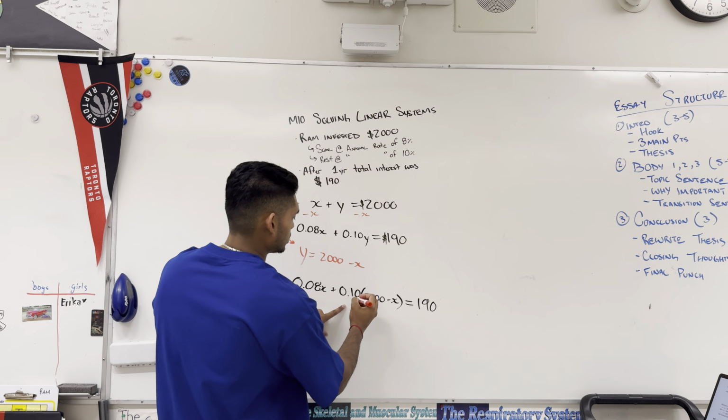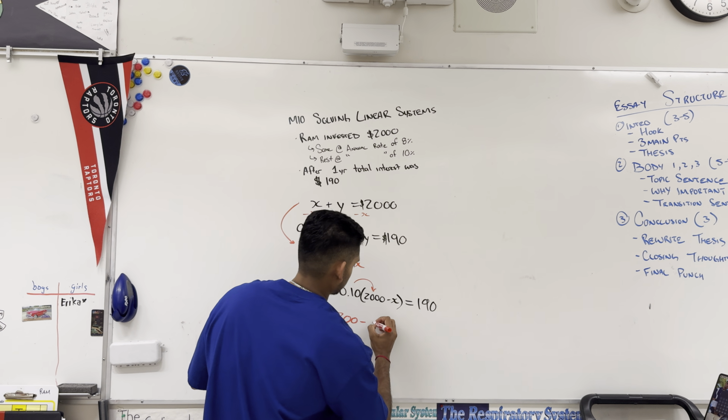So let's do it, easy. Times 0.10 in here, 2,000 times 0.10, that gives us 200 minus 0.10x and 0.8x.